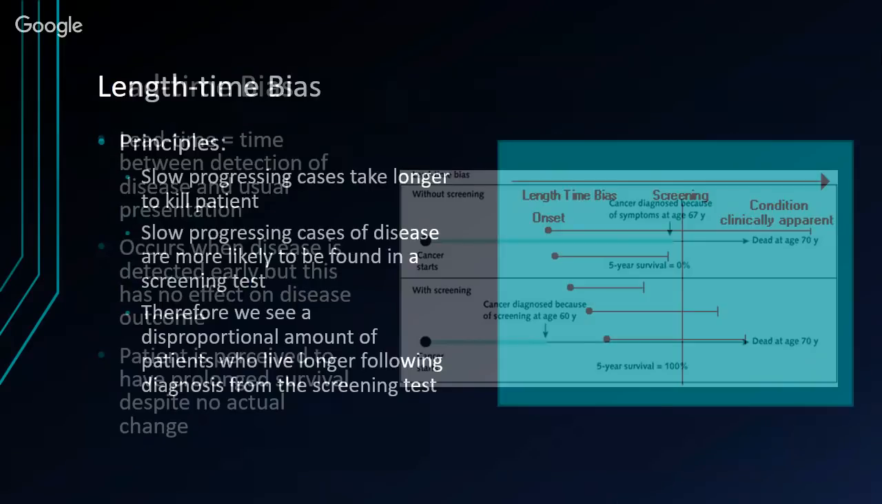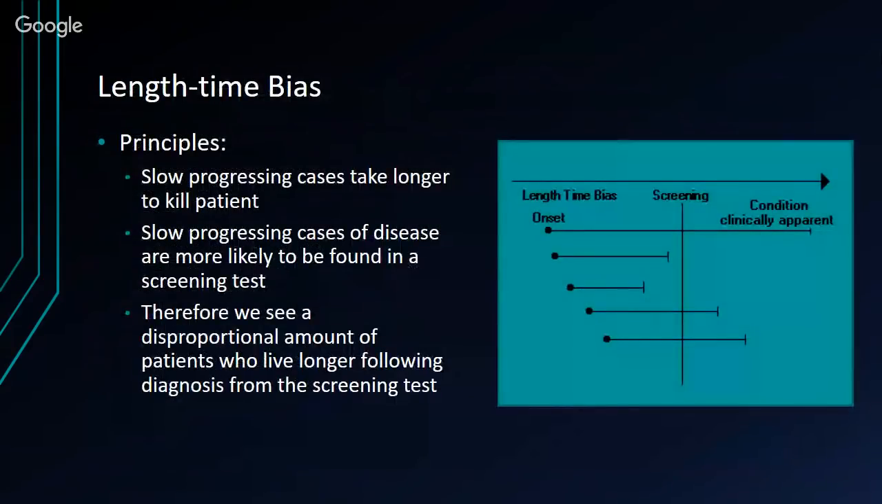Not to be confused with length time bias. That's just confusing. Just remember that if you have a slow progressing disease, you're more likely to be screened because you have more chances to be screened, because you'll live longer, right? So the idea is that screening tests are more likely to pick up slower progressing diseases that wouldn't have killed people for a long time anyway. Therefore, prognosis seems better than it actually is across the population.